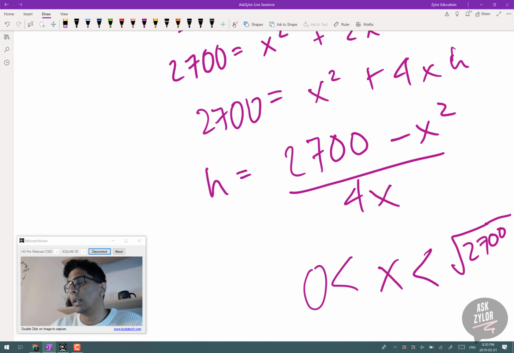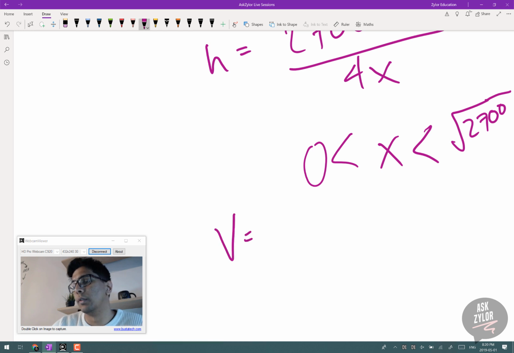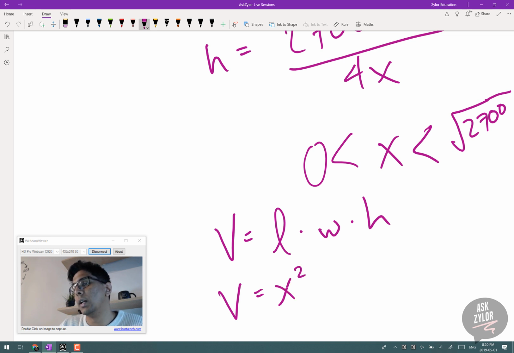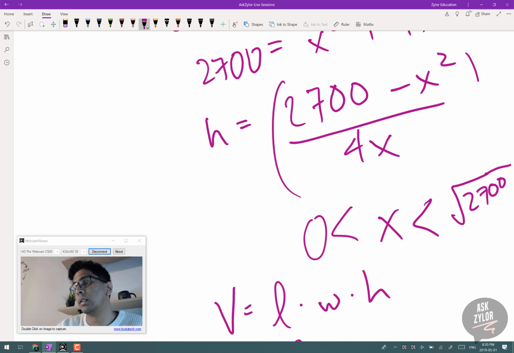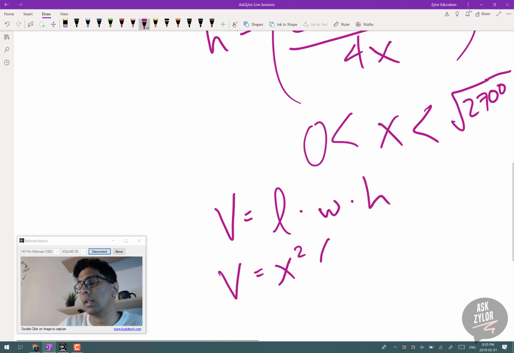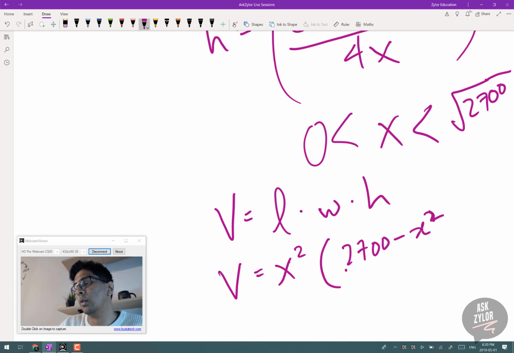Right, so I'm going to write an equation for my volume at this point. So volume is length times width times height. My length and width are x's, so I'm going to say x times x is x squared, and my height I'm going to say is this. So I'm going to say 2700 minus x squared over 4x.